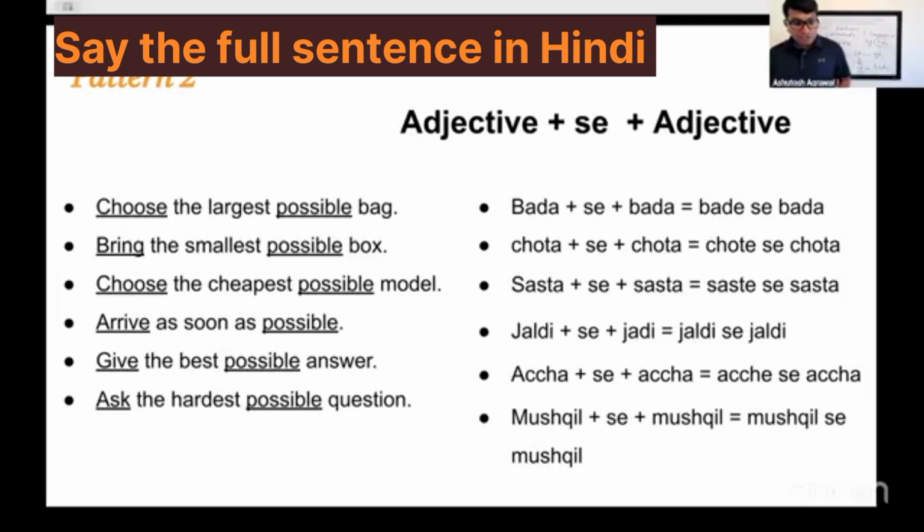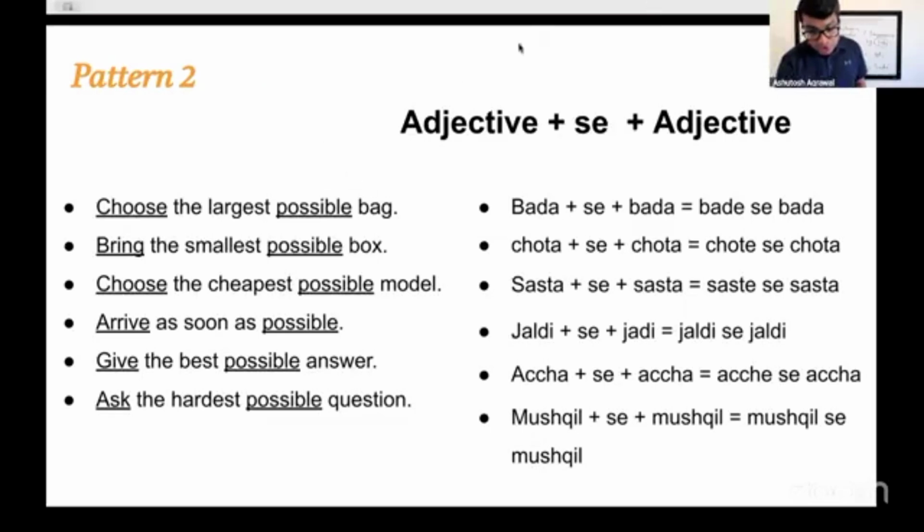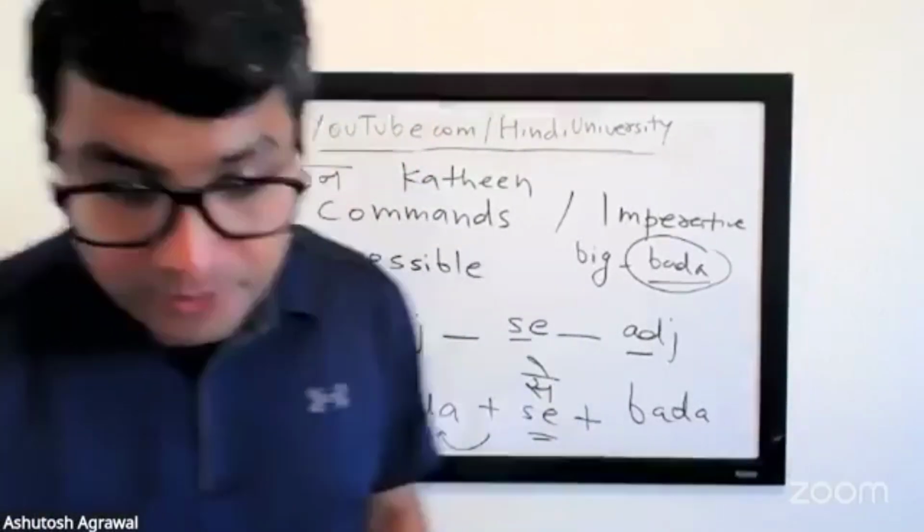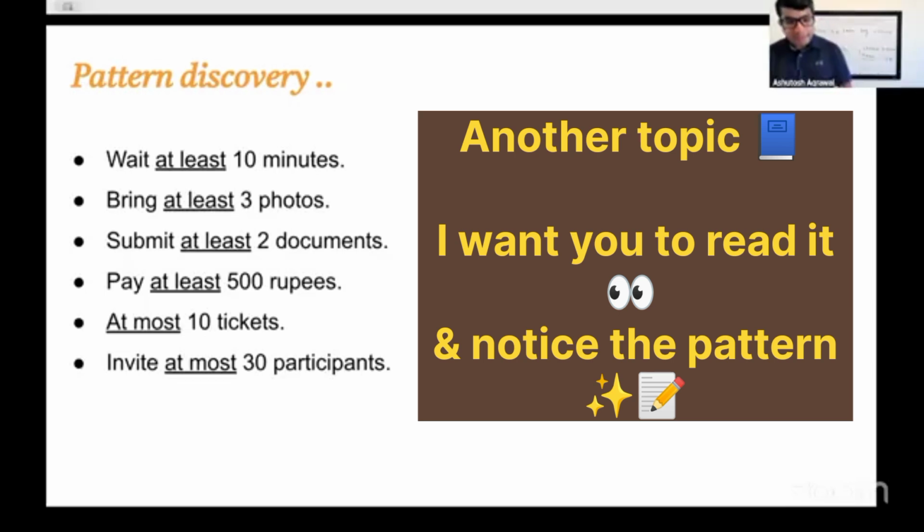Okay. So choose the largest possible bag. You already have in front of you, the largest possible bag is bade se bada. Largest possible bag is bade se bada bag. And you can just use one form of the imperative. I want you to read it again and tell me the pattern that you're noticing in this one.